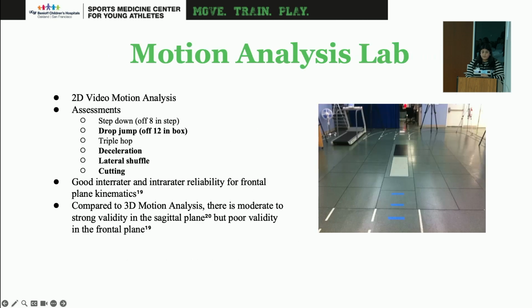Okay. And then moving on to the second part of this talk, we're going to talk a little bit about our motion analysis lab here. Within our clinic, we do two-dimensional video motion analysis. We talked about the assessments today. I'm going to be showing you videos of our drop jump, deceleration, lateral shuffle, and cutting assessments.